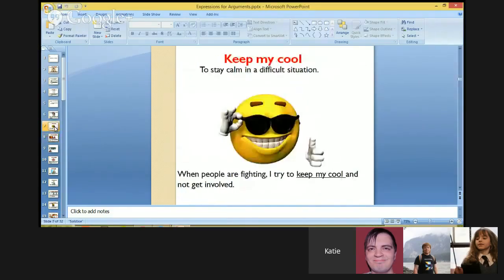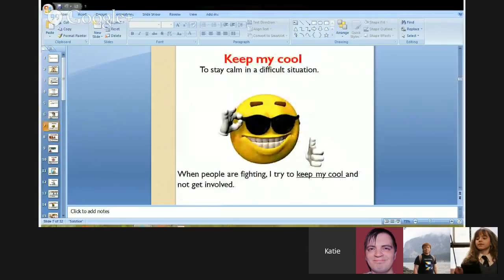Let's see. This next one, I think, Anton, you'll probably relate to. To keep my cool, or keep your cool, is to stay calm in a difficult situation. So for example, if people are fighting but you don't want to fight, you can keep your cool and not get involved. So when two people are fighting, what do you guys prefer to do? Do you prefer to keep your cool and kind of stay away from the fight, or do you usually contribute?